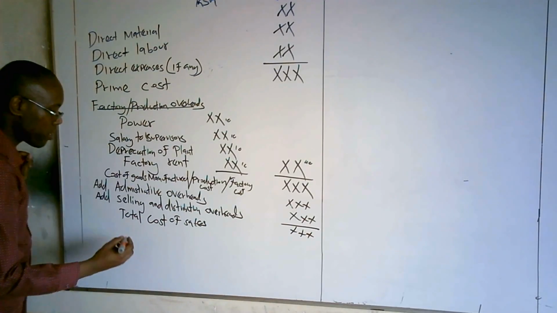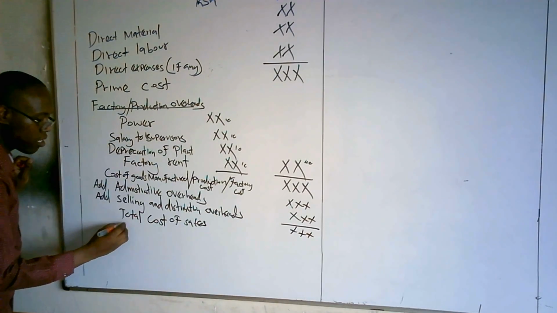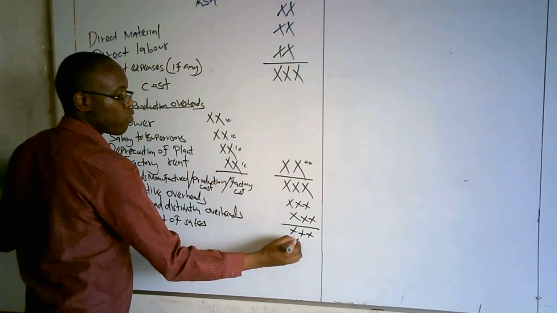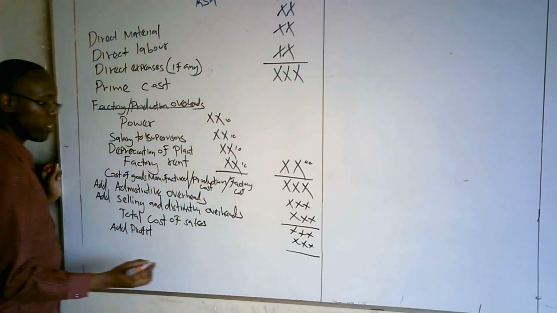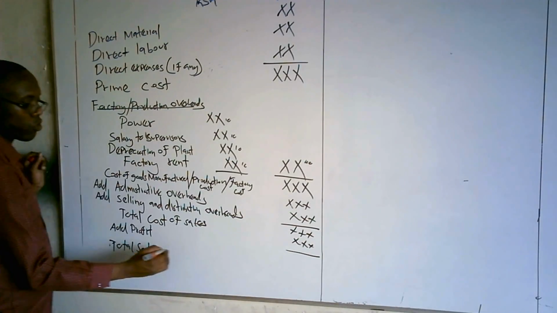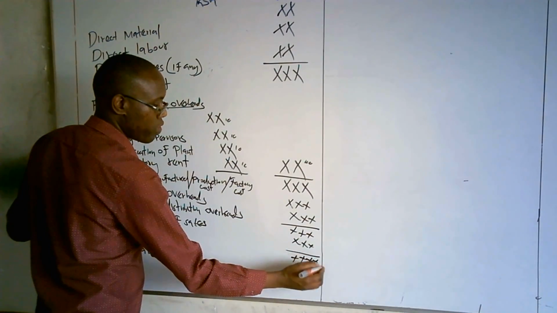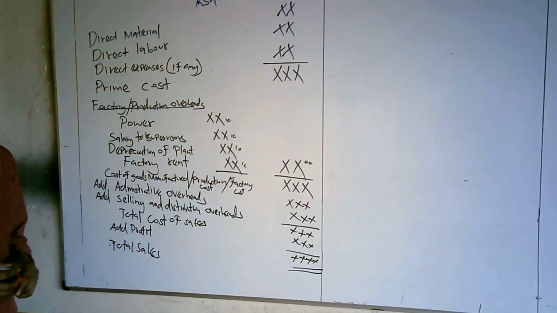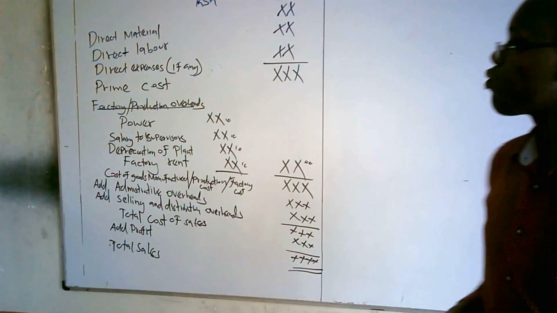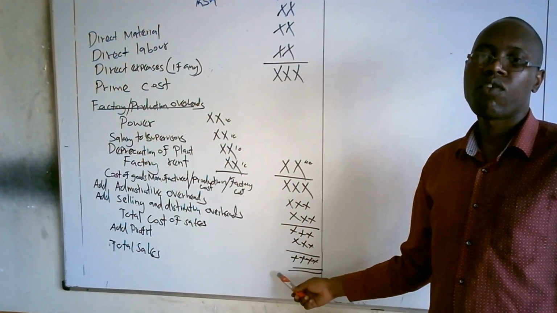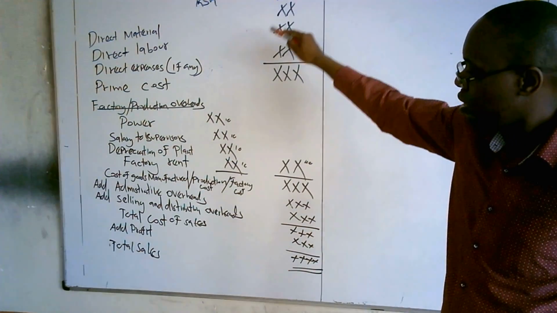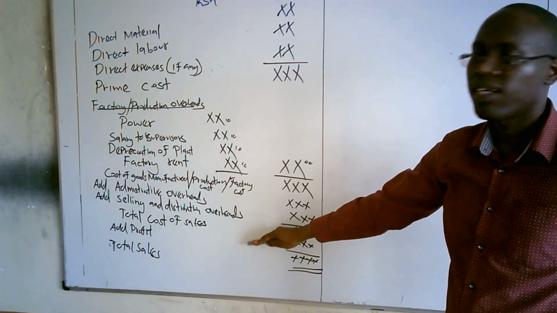Sometimes they may give you a profit. So if they give you a profit markup, you add it to the total cost of sales, then you are going to arrive at what we call the total sales of that particular commodity. So now this is the cost statement that the cost accountants have to prepare to arrive at the selling price of a particular commodity. So they have to prepare the whole of that, and then they arrive at the selling price.